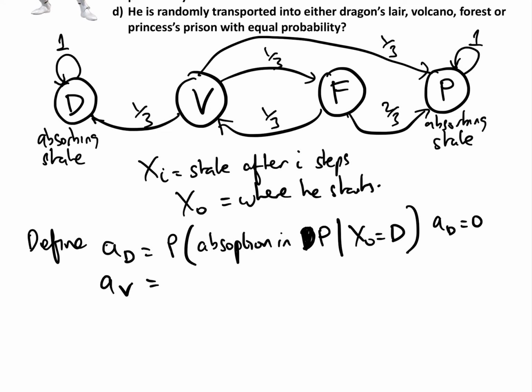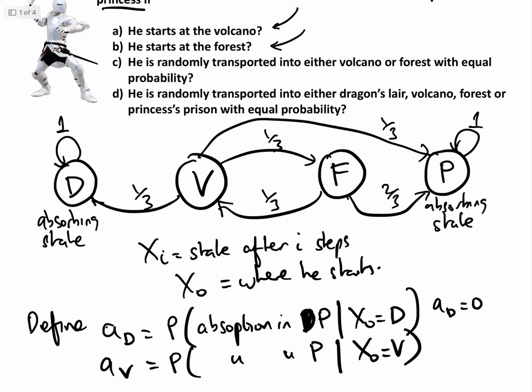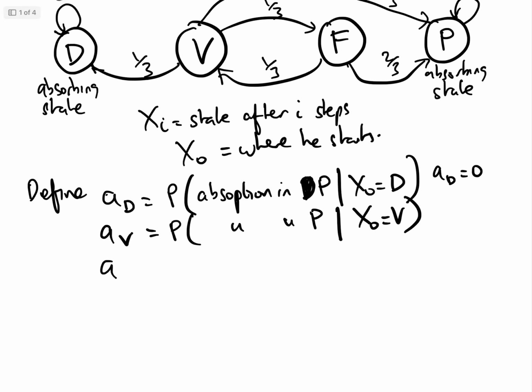What about the second one? So A_V is the probability of absorption into P, i.e. rescuing the princess, given that he starts at the volcano, and that basically is question A that we've got to find. We're going to define A_F as the probability of absorption into P, i.e. rescuing the princess, given that X_0 = F, and that is the second one of our questions.